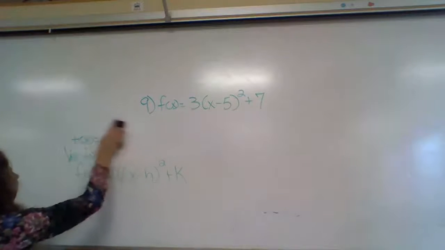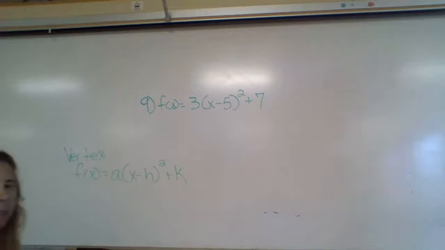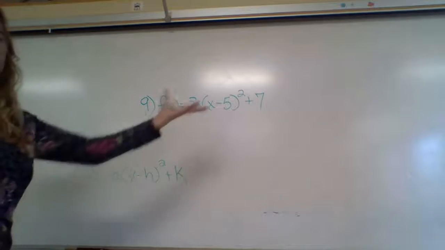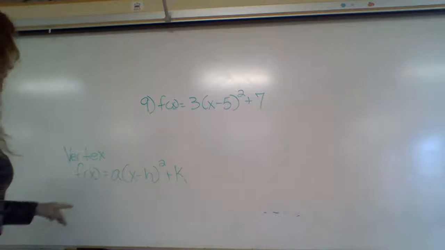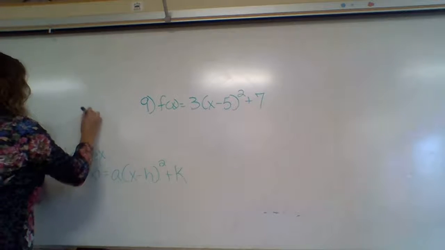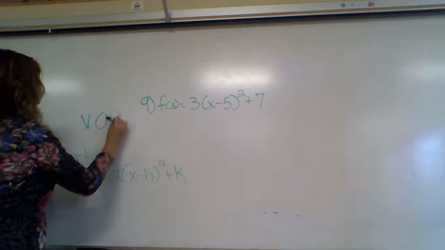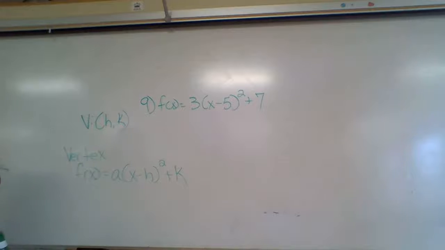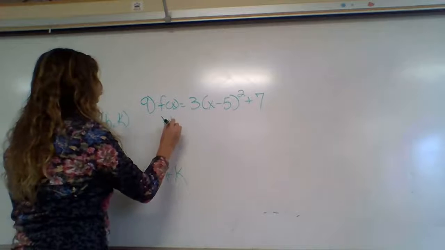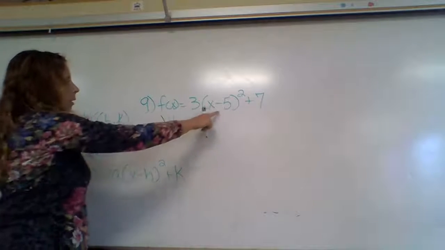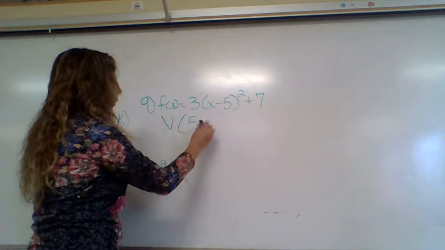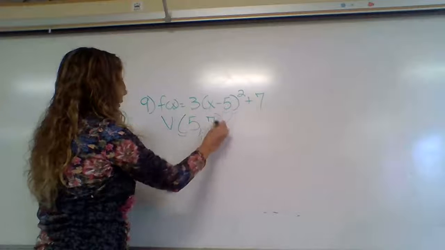If we're given vertex form, which we are, you can pull the vertex straight out of it. Your vertex is (h, k). H is the x value of your vertex, k is the y value. So for this one, my vertex is +5 and +7. It's the opposite of what you see in here. That is my vertex.